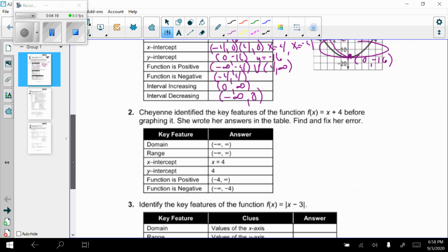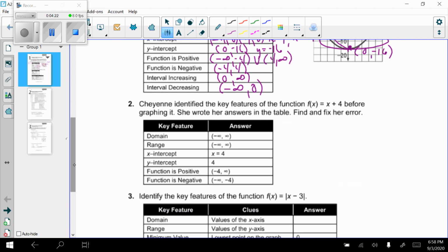All right, the next one. Cheyenne identified the key features of the function f of x equals x plus 4. This is a line. Remember, y equals mx plus b, Algebra 1, where in our case our slope is 1 and our b, or our y-intercept, is 4. It said she wrote her answers in the table, find and fix her errors. So she said that her domain was negative infinity to infinity. That's correct. I can plug in anything into that equation. She said her range was also negative infinity to infinity. Again, she could plug in anything and get anything back. She said her x-intercept is at positive 4. Well, that doesn't quite seem right.